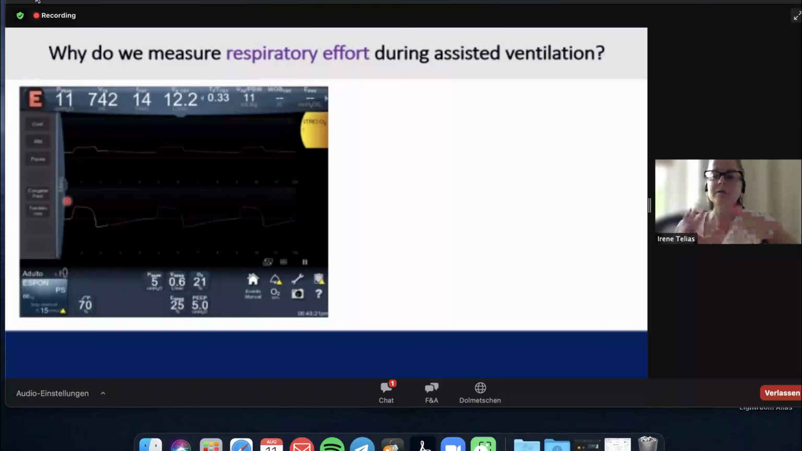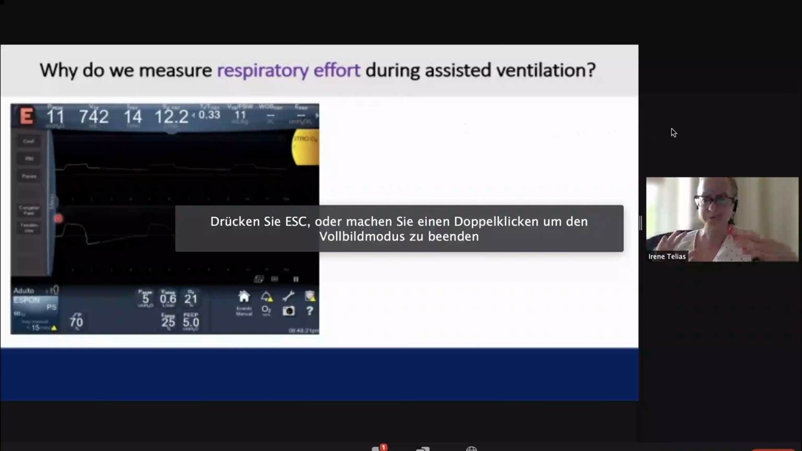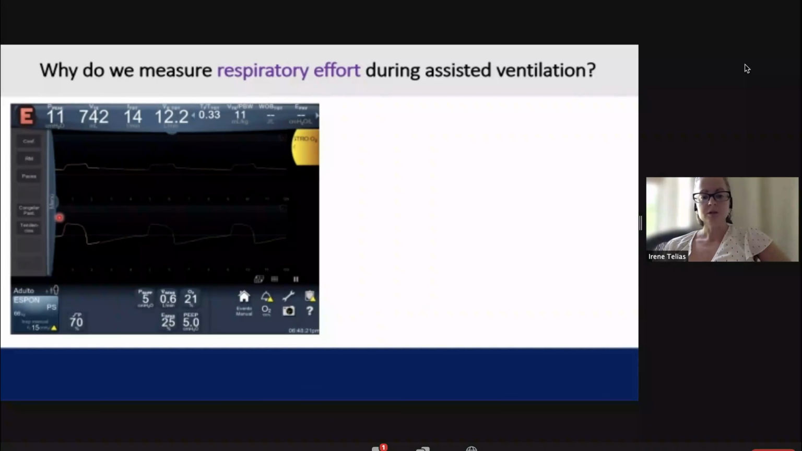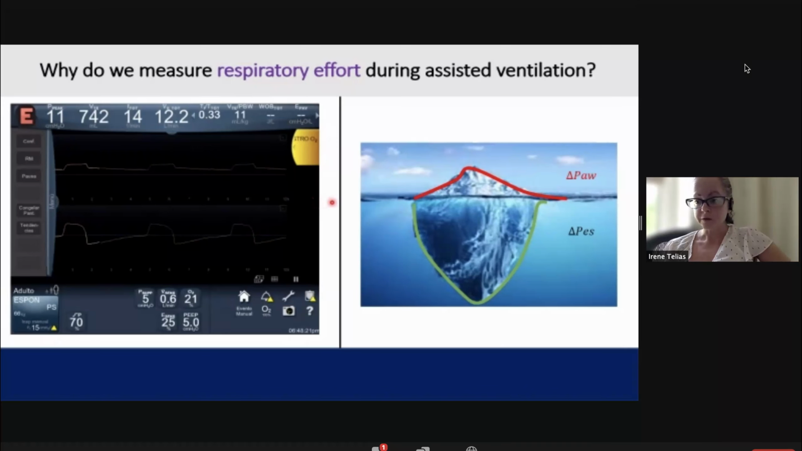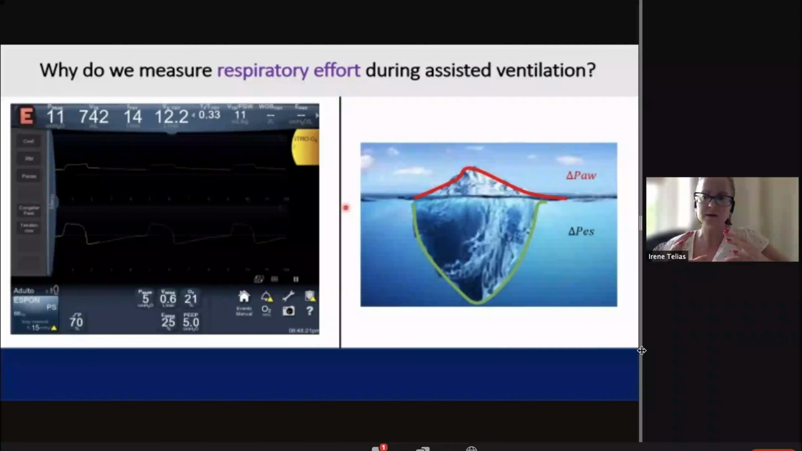information about all the forces that are applied to the respiratory system. There is a very nice analogy of an iceberg that really represents what forces our lungs and overall respiratory system are exposed to during mechanical ventilation. So there's the tip of the iceberg, which is the positive pressure provided by the ventilator, which is what we see on the ventilator screen, so this positive pressure.